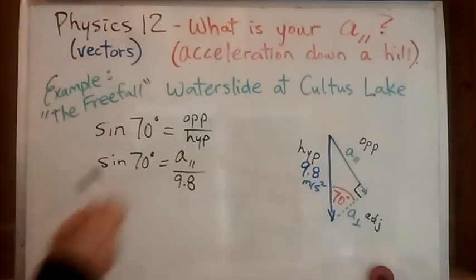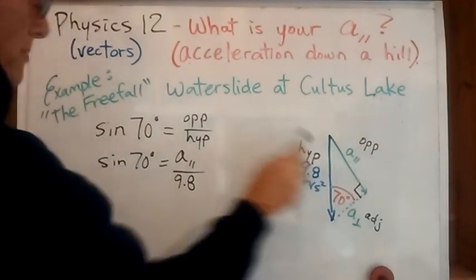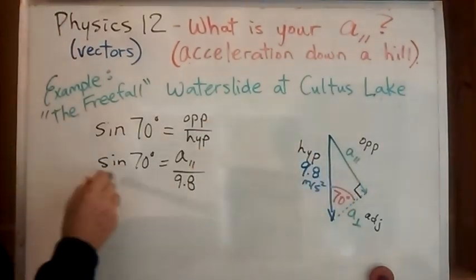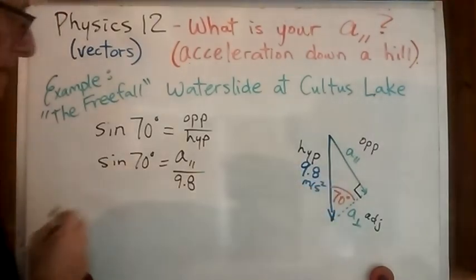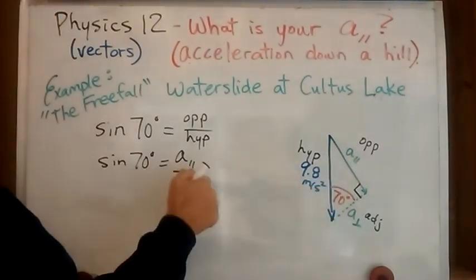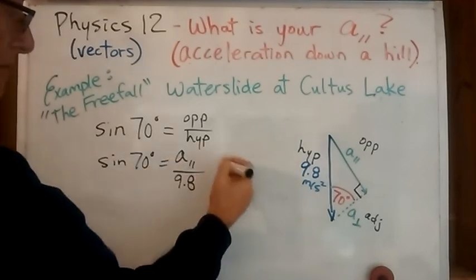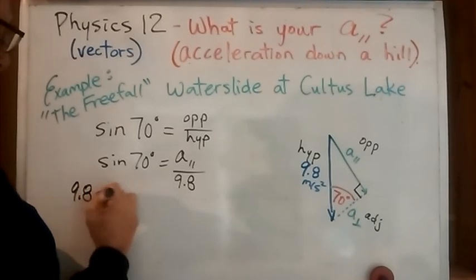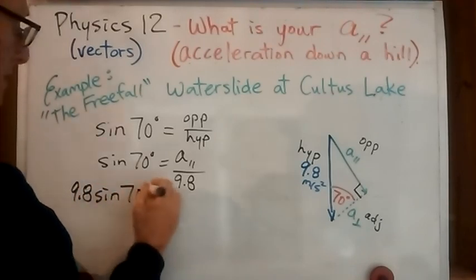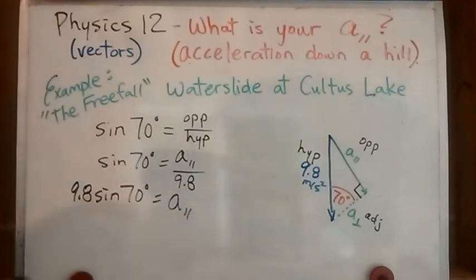Just doing a bit of math, I've got sine 70 degrees is opposite over hypotenuse. And opposite over hypotenuse is really A parallel over the 9.8. And I don't want A parallel over 9.8, I just want A parallel. So multiply this side by 9.8, multiply this side by 9.8. You get 9.8 times sine 70 degrees is equal to A parallel. And that is what we're looking for.